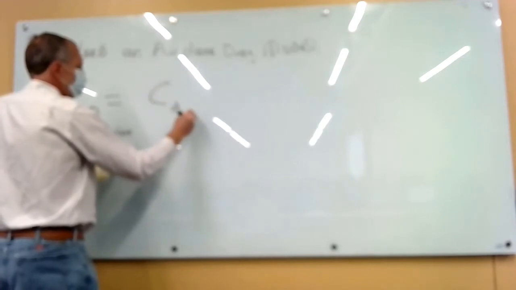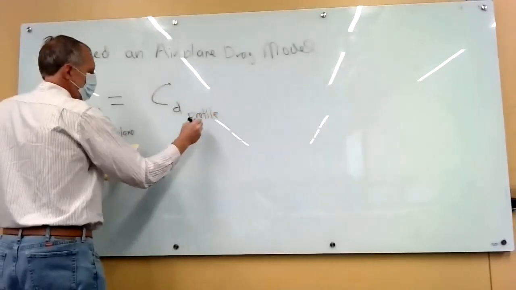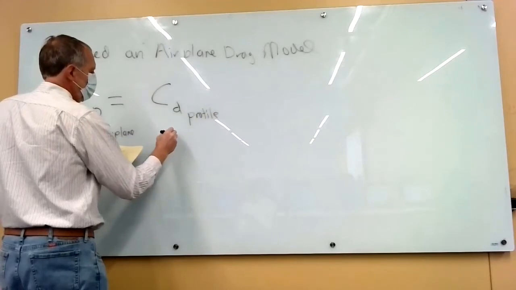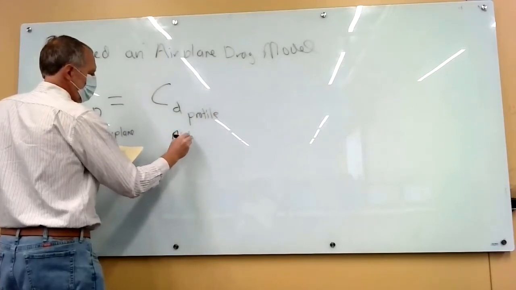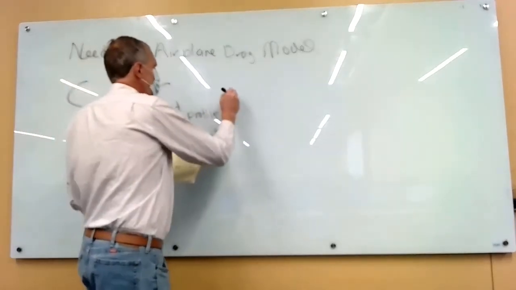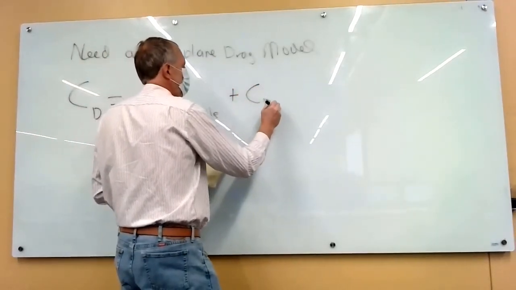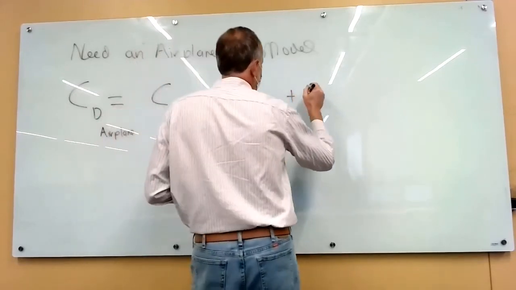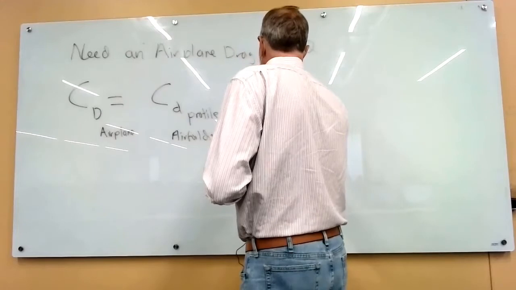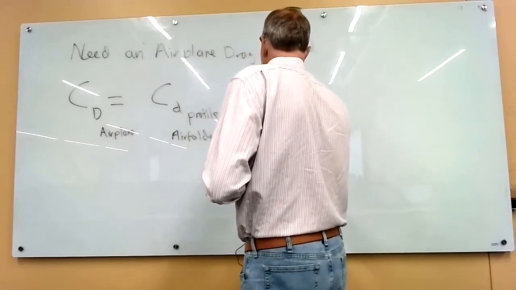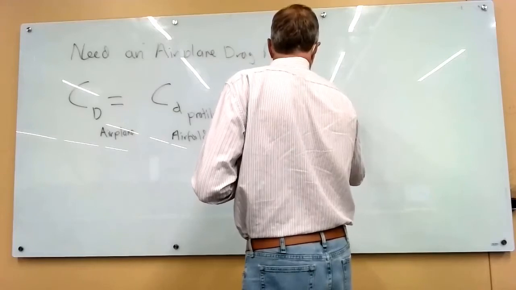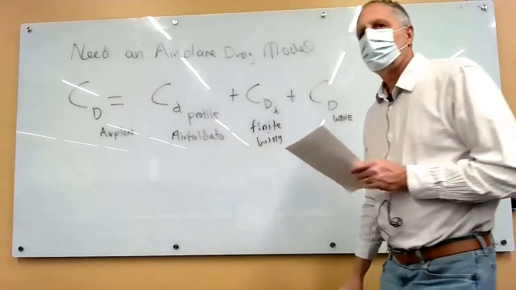So we'll have the profile drag, which, remember, this is from the airfoil data that you look up in the back. And then we have to add the induced drag. And then you have to add that, so that's the finite wing effect. And then if it's flying fast, then you throw in your estimate for wave drag.